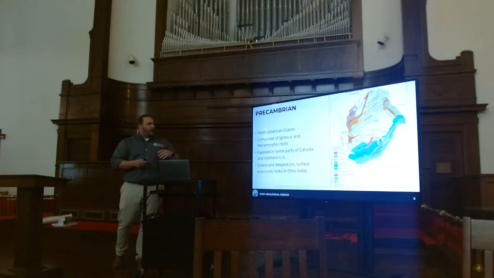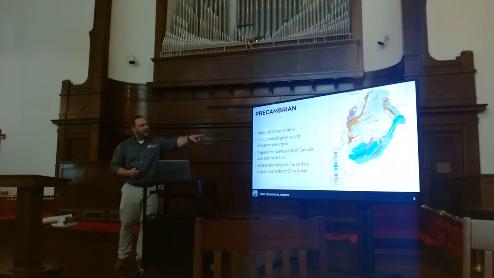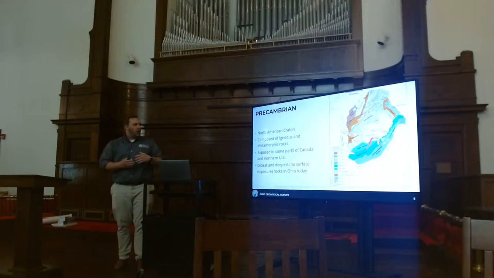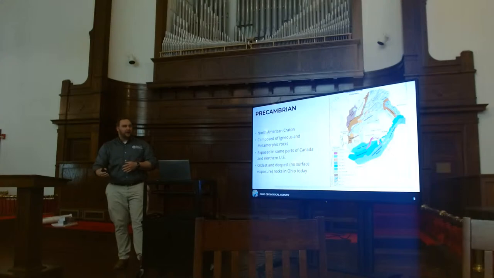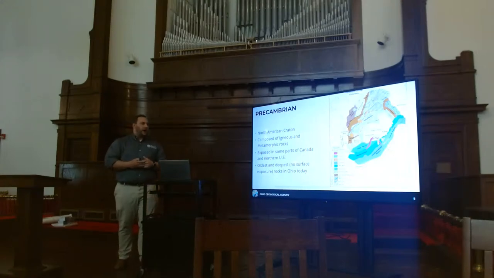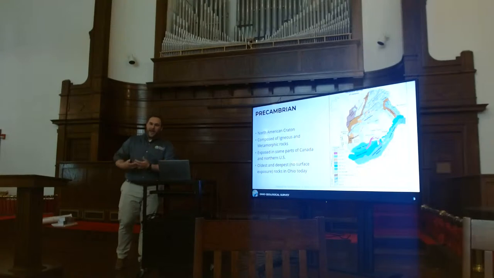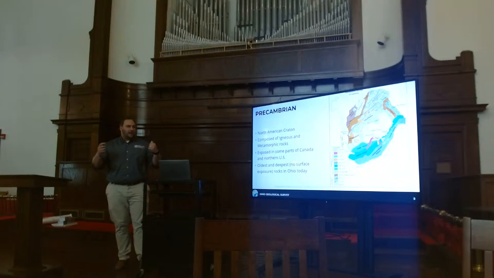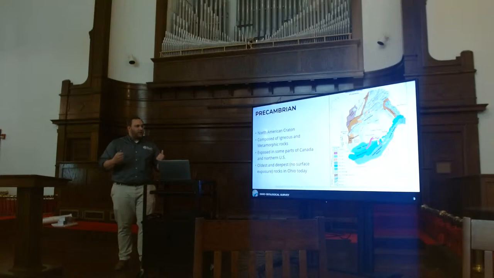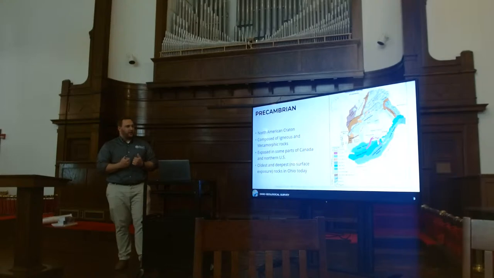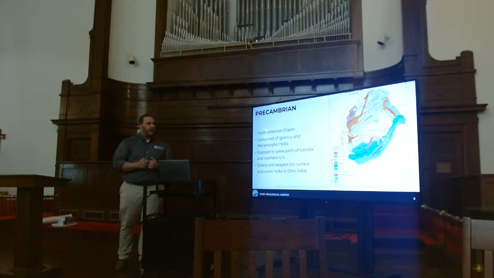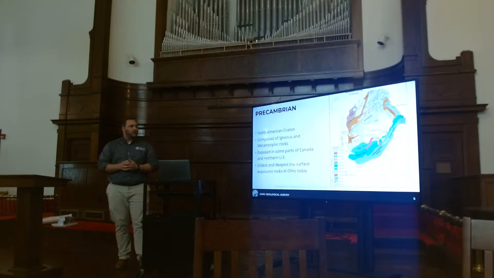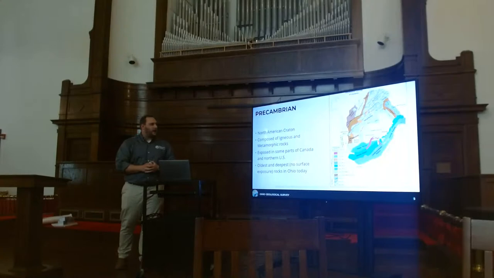And so this North American craton, as we can call it, and these colored areas here are all composed of igneous and metamorphic rocks. These are the rocks that form from magma and lava, and then metamorphic rocks are formed when you apply heat and pressure to those other types of rocks, igneous and sedimentary, to realign minerals, stretch out minerals, or change the texture of the rock.